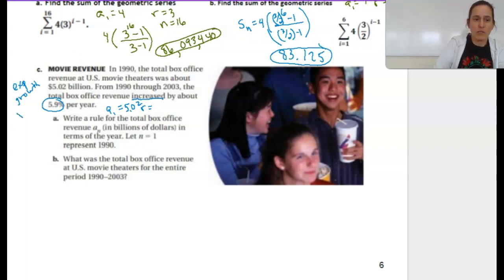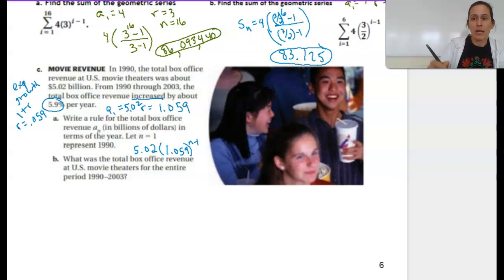The equation for that was 1 plus r. So we have to convert the rate to a decimal: 0.059, but then I have to add the rate to 1. So r would be 1.059. The 1 is because it's earning 100%, and then that value times 0.059 each time. So the rule would be your initial term, 5.02, times your ratio of 1.059 raised to the n minus 1 power.